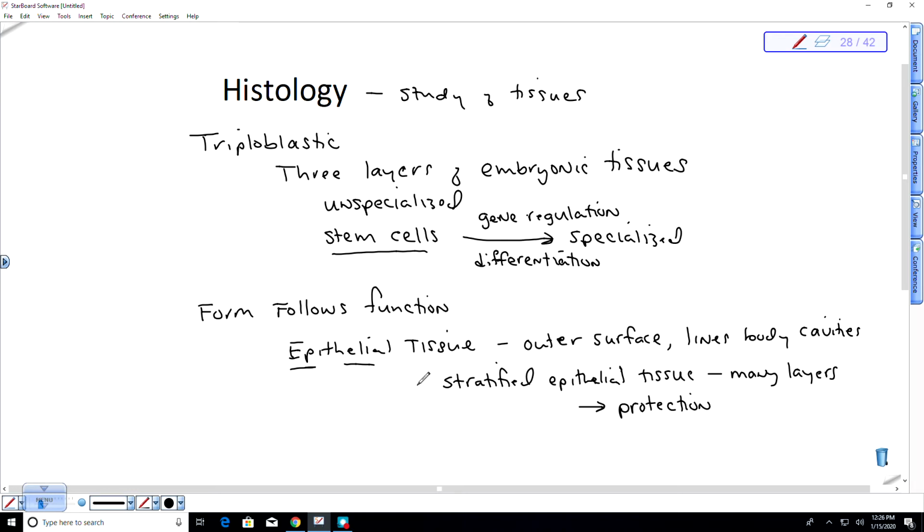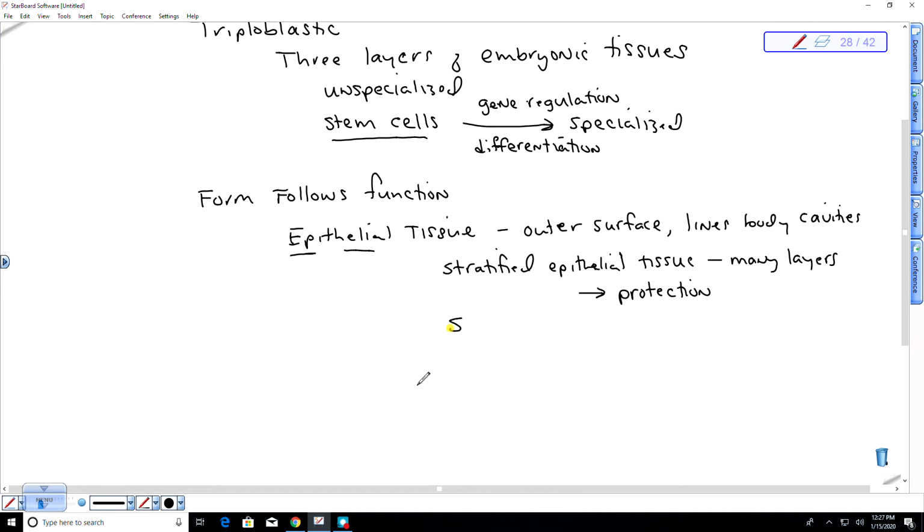When we get down to our stomach and our small intestine, that is not stratified. And so we can look at, say, for example, simple epithelial tissue. And that means that it is not stratified.